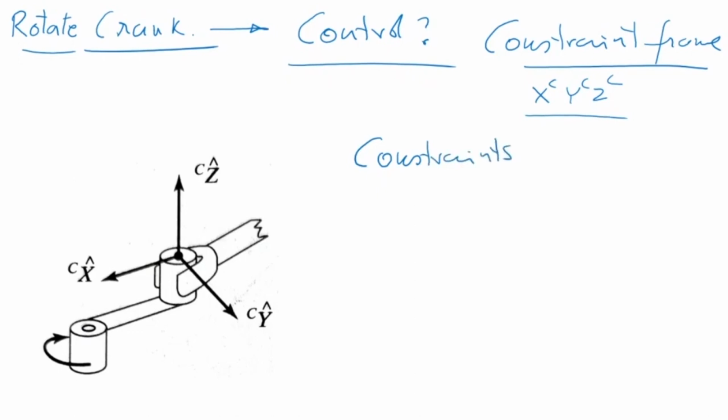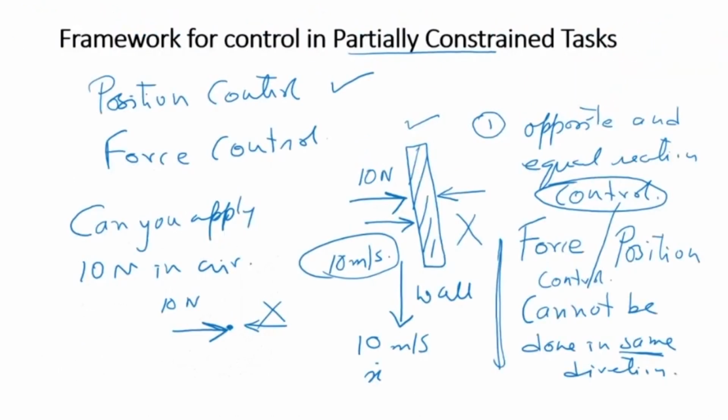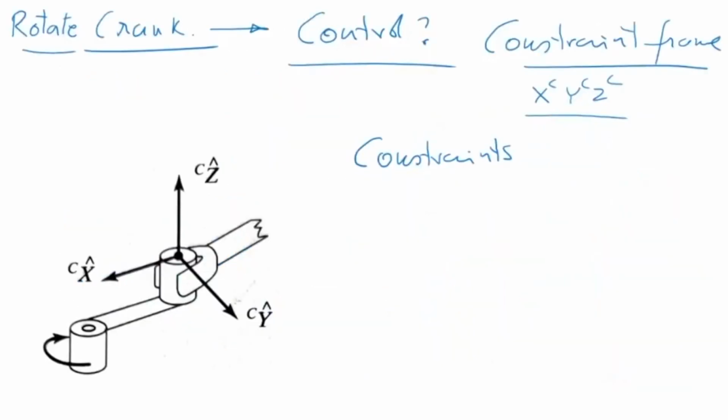So these constraints, okay, we saw in the previous case when we talked about a wall, when we are not able to apply a force or a position control in a particular direction, this wall is behaving like a constraint. Okay, so it is constraining your task now. Similarly here, these constraints are divided into natural constraints and artificial constraints.